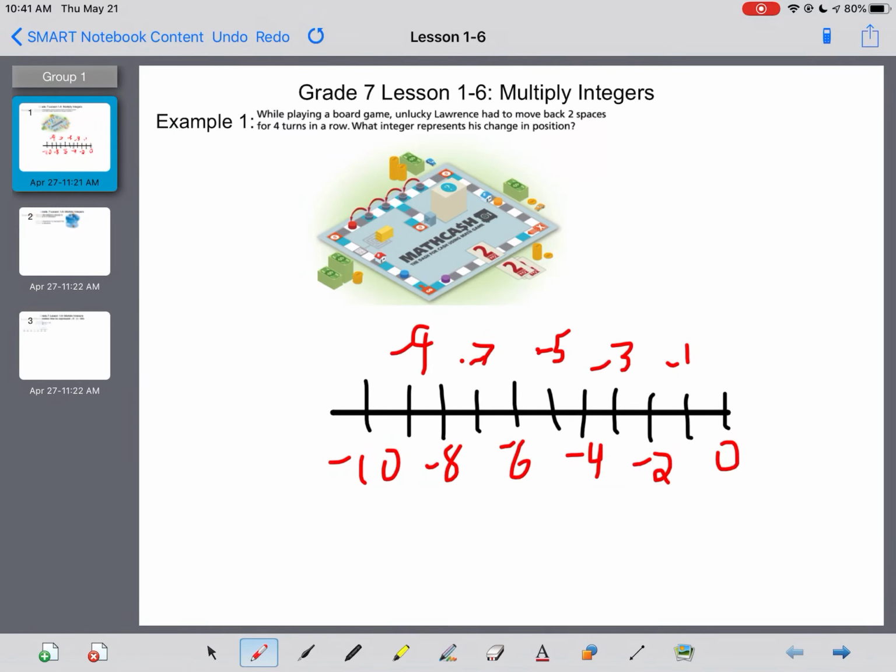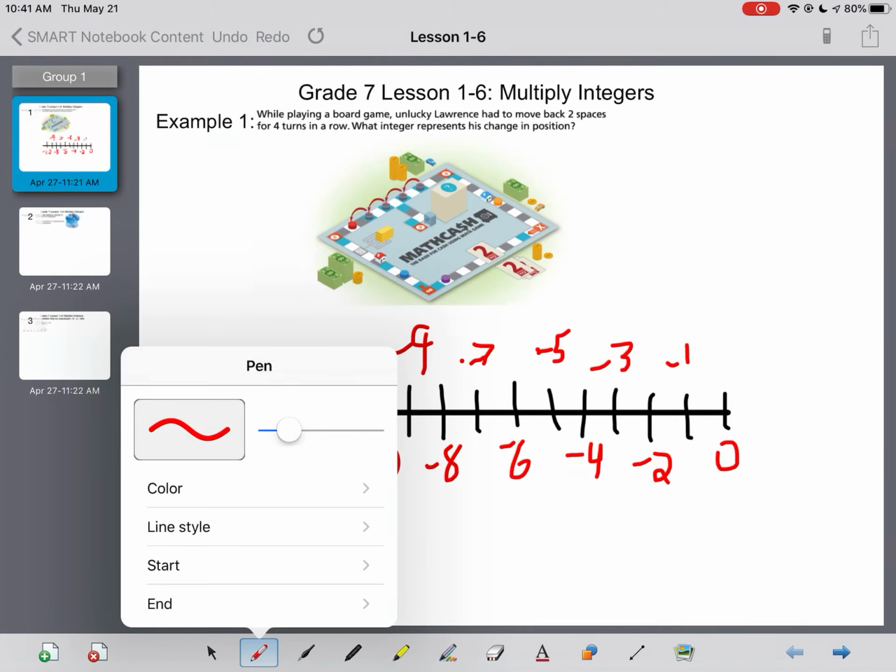We're going to move on to lesson 1-6 for grade 7, multiplying integers. So let's look at example 1. While playing a board game, Unlucky Lawrence had to move back 2 spaces for 4 turns in a row. What integer represents his change in position?